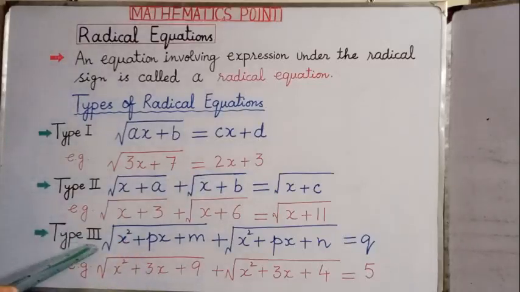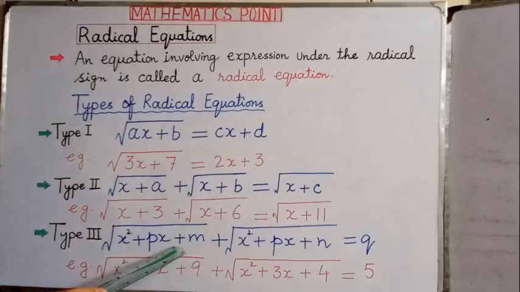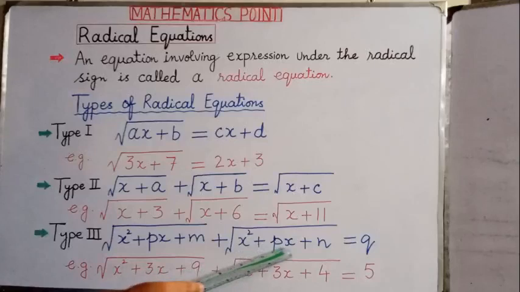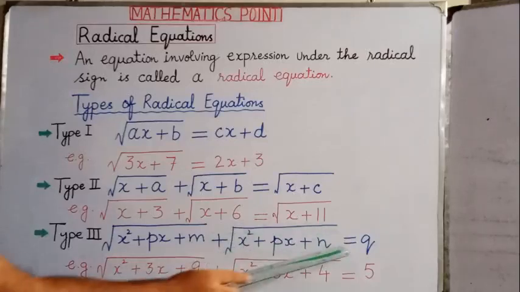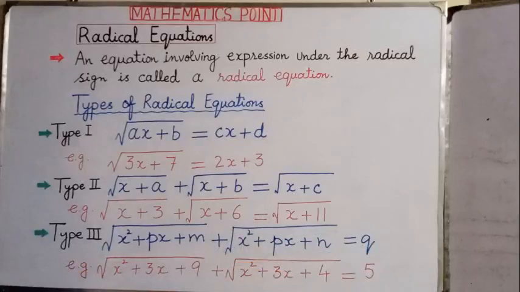Now next is type 3 of radical equation. Here you can see the general form, that is x square plus px plus m within the radical sign plus x square plus px plus n within the radical sign is equal to q. Now you can see an example of type 3: x square plus 3x plus 9 within the radical sign plus x square plus 3x plus 4 within the radical sign is equal to 5.